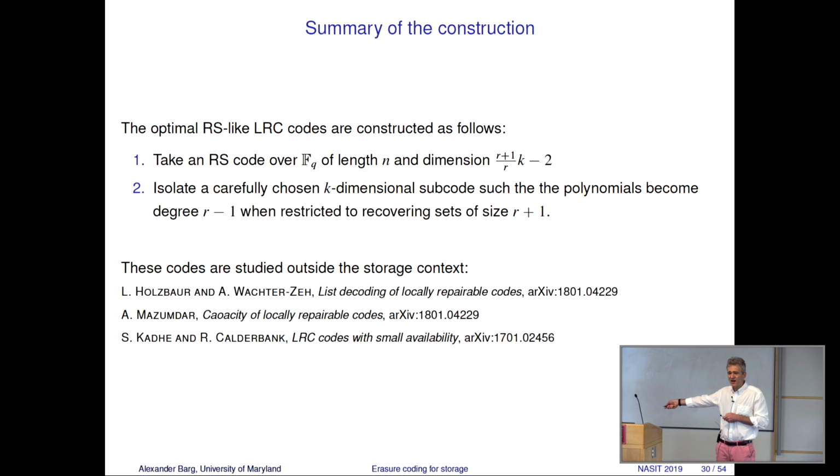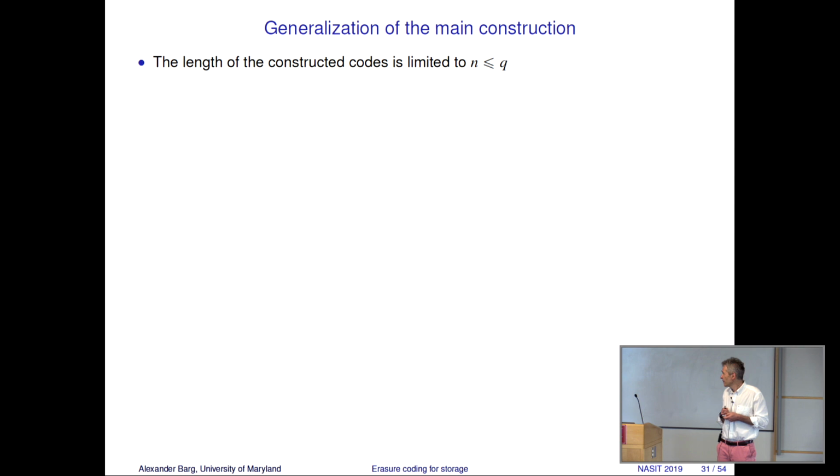LRC codes on graphs, specifically graphs of Platonic solids, Platonic graphs. A nice paper by Shuang Kade and Rob Calderbank, 2 years back. So not necessarily the storage context. This mushrooms, right, branching out into related questions. So this is overall a fruitful direction, right?